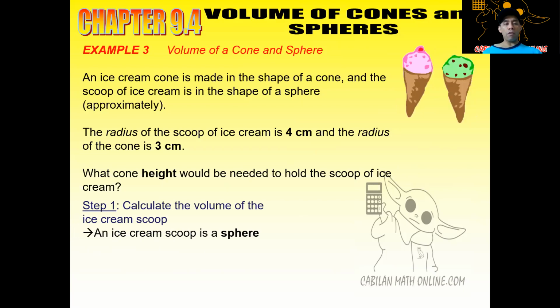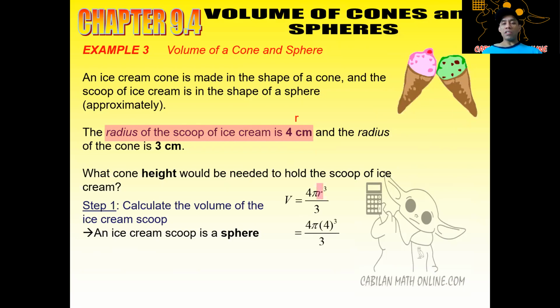Okay, using the formula for the volume of the sphere, and the way we do that, it tells us here that the radius of the scoop of ice cream is 4 centimeters. So we're going to replace that in for the R. When we put those numbers in and simplify, you're going to see that the volume of the scoop of ice cream is approximately 268.0826 cubic centimeters.